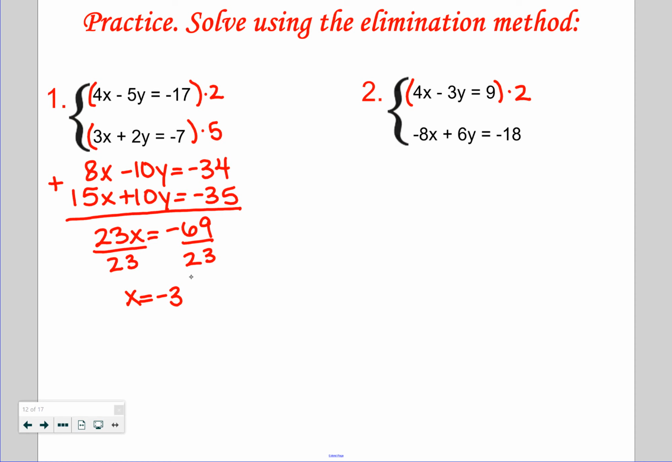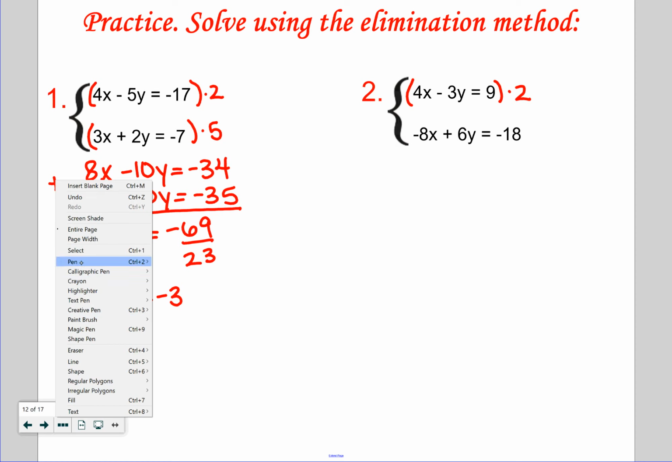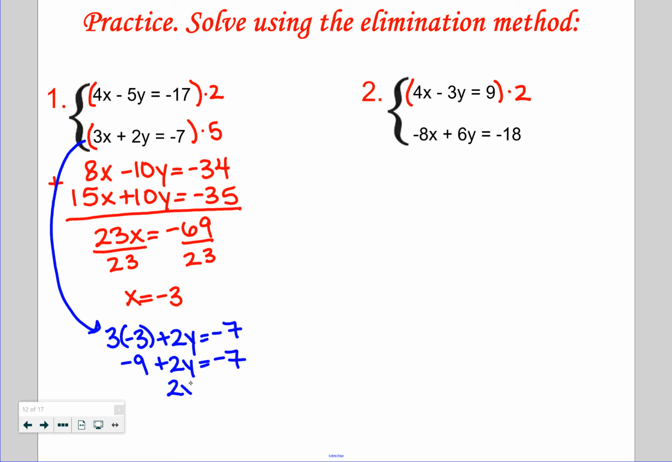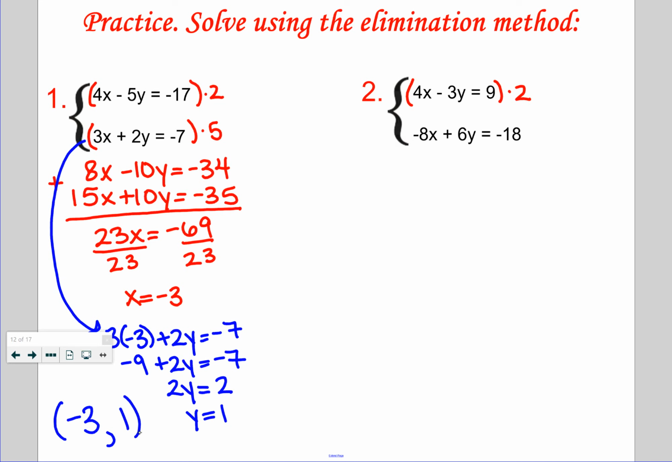From there, you can plug that back into either original equation. I'm going to use the bottom equation, but if you use the top, you'll get the same answer. 3 times my x, negative 3, plus 2y equals negative 7. Negative 9 plus 2y equals negative 7. Add 9 on both sides. 2y equals 2, y equals 1. And there's my solution. My solution is negative 3, positive 1.